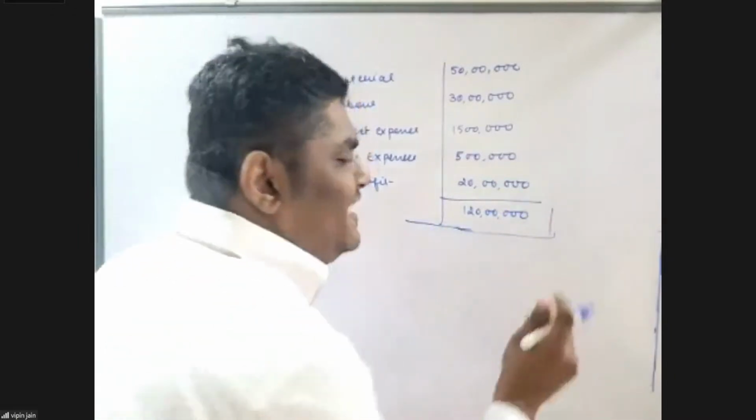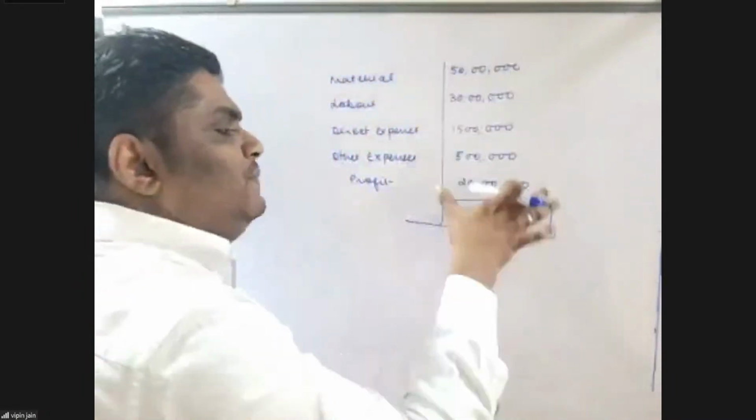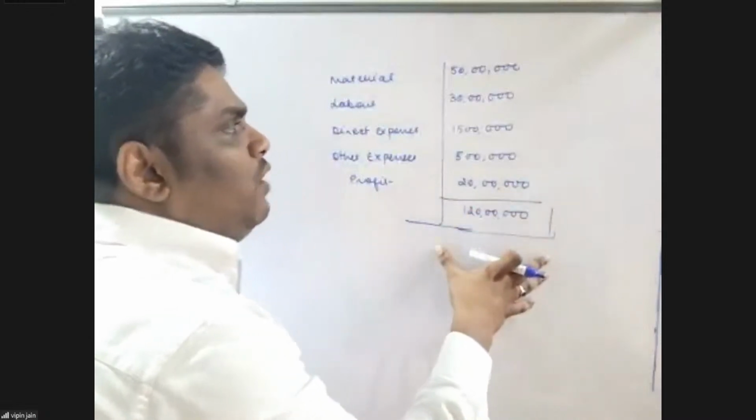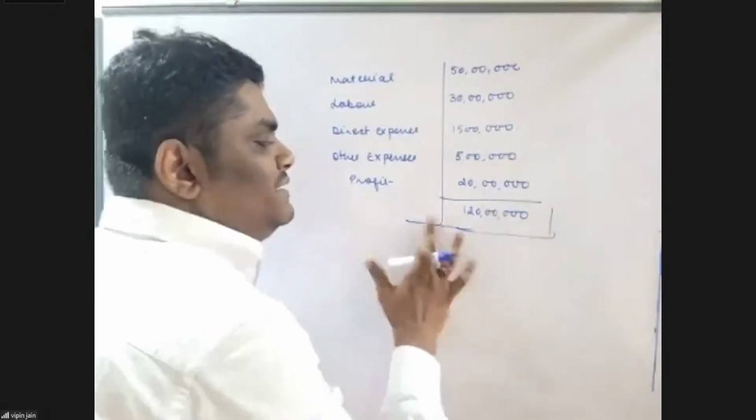So the contract price is fixed up. How is the contract price calculated? Very simple. That is the total cost plus the profit. This will be the contract price. So this is how the contract price is fixed.